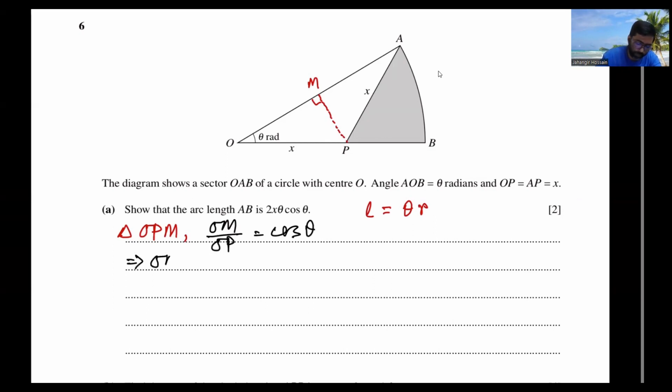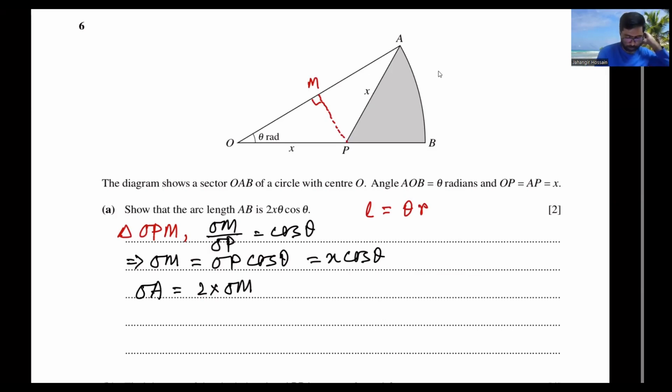So OM equal to OP into cos theta. OP is X, so it is X cos theta. Then OA, which is the radius, is double of OM. Not AB, this is OA, which is the radius. My bad. OM is X cos theta, so this is 2X cos theta.